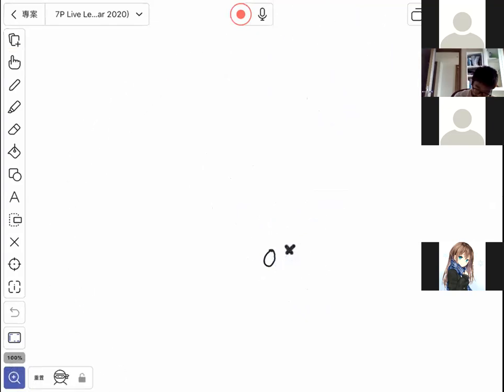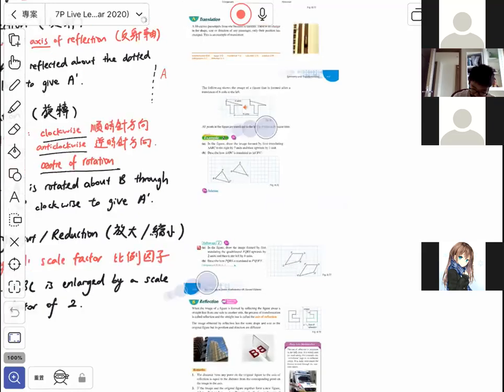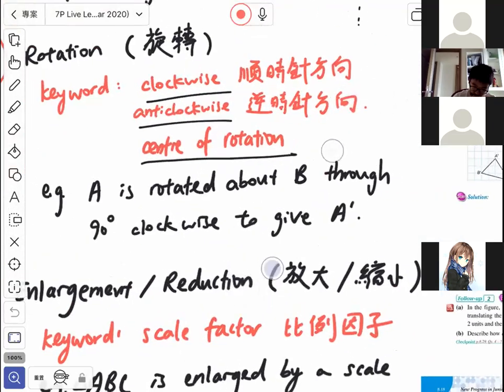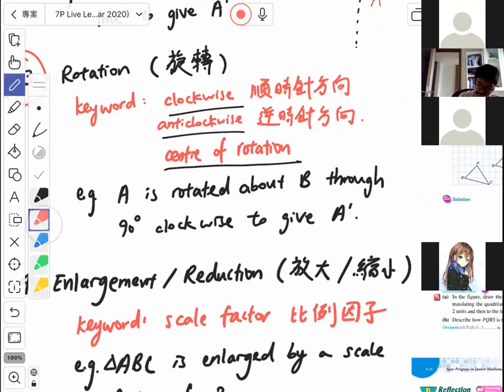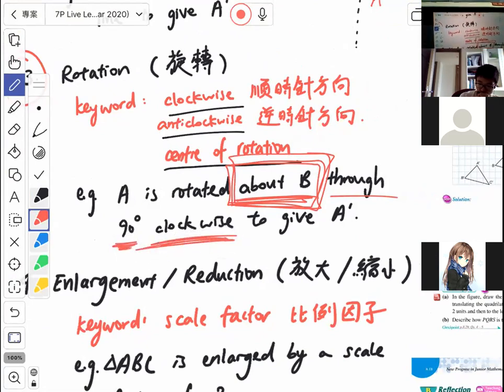So let's try to look at it again. When we describe a rotation, we have to say clearly about which point. About the point means the center of rotation. And then through how much degree, clockwise or anti-clockwise, to give the image.